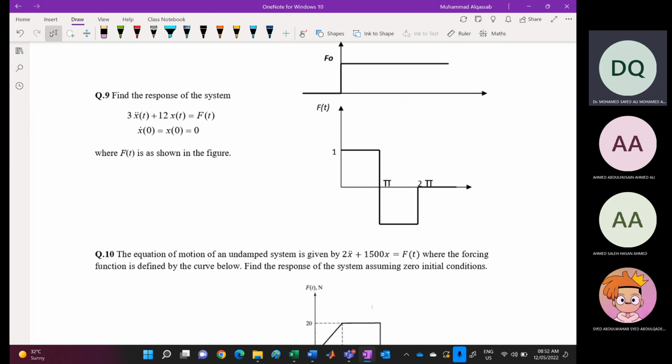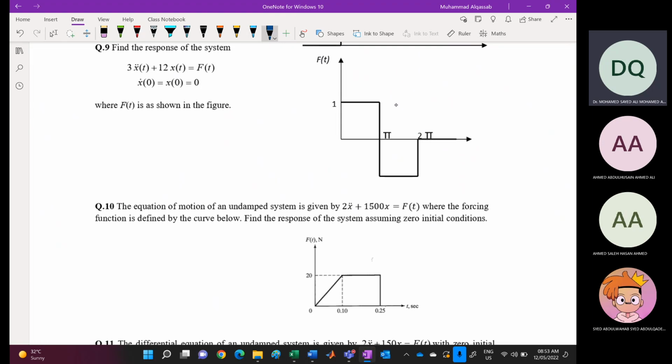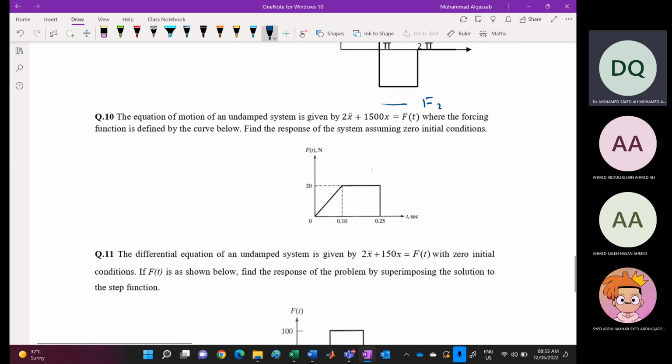Question number 9. Find the response of the system 3x double dot plus 12x equal to f of t with zero initial conditions, and the pulse is given as a constant. So we have a constant equal to 1. This is f1, and then this is f2, and then we have f3. You can find f1, f2, f3, and then find the responses x1, x2, x3, then find the actual response. I hope it is clear.